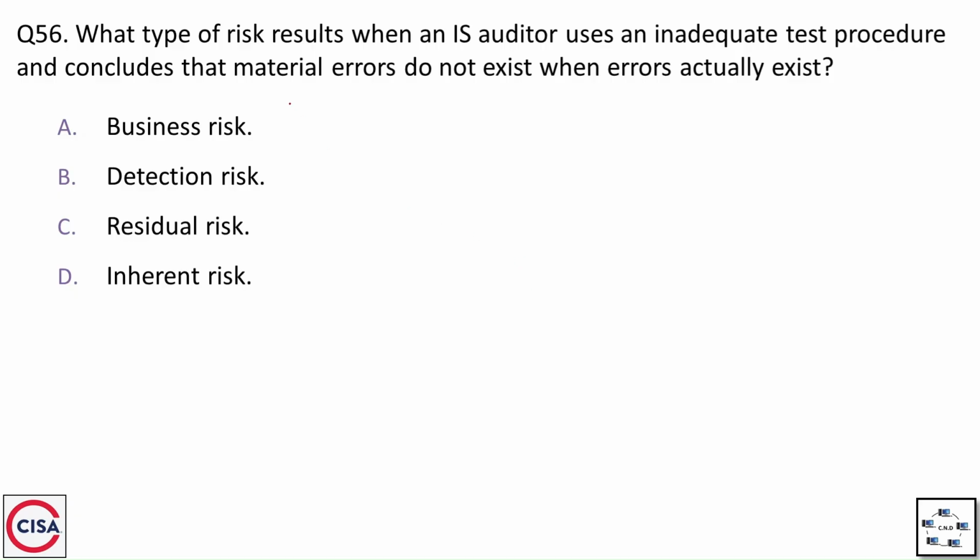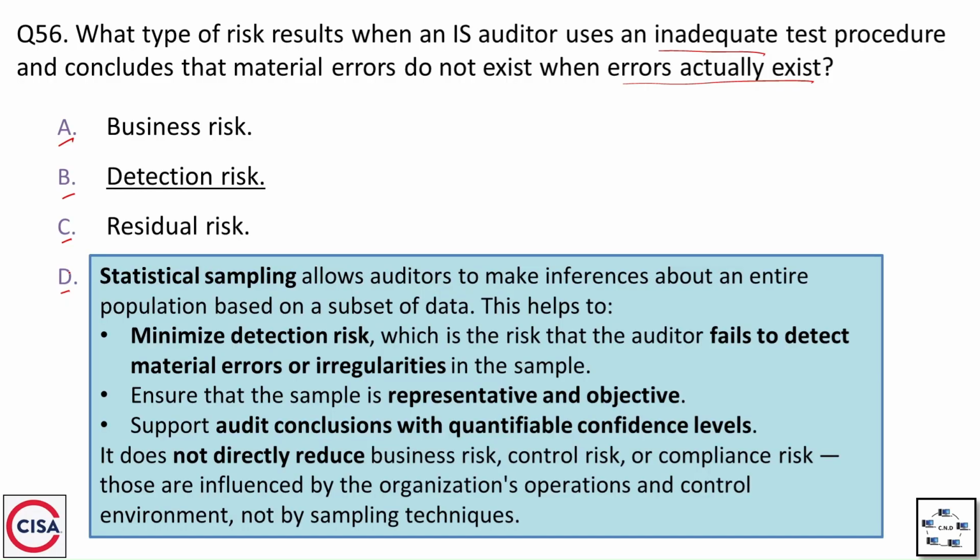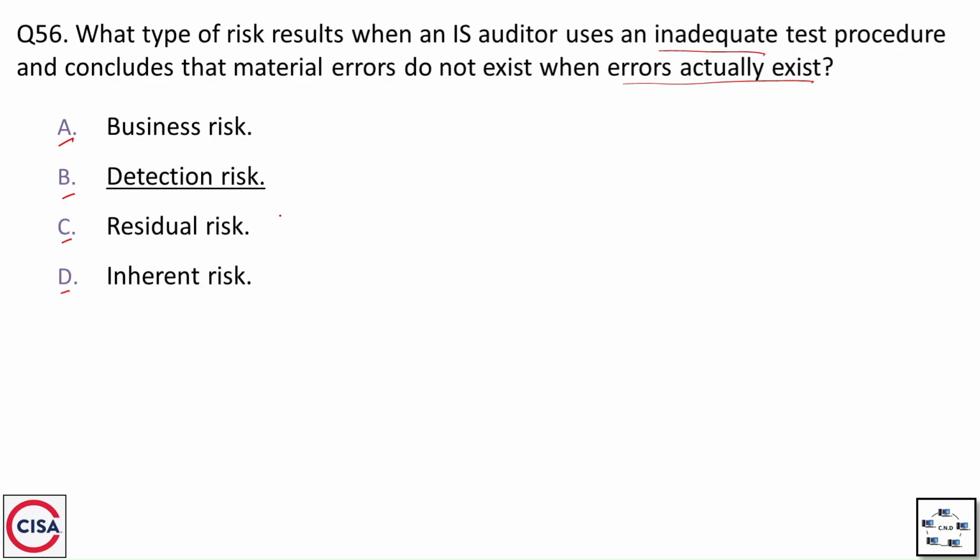Question number 56. What type of risk results when an IS auditor uses an inadequate test procedure and concludes that material errors do not exist when errors actually exist? And the options are option A, business risk; option B, detection risk; option C, residual risk; and option D, inherent risk. And the correct option is option B, detection risk.